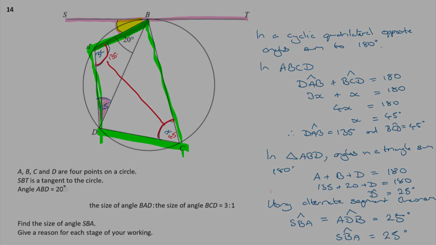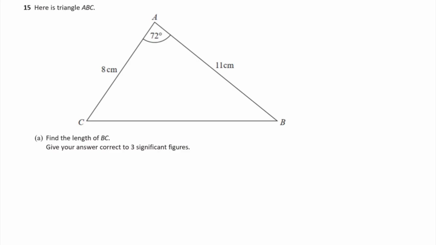Good, let's move on. Question 15. Here is a triangle ABC. Find the length of BC. Give your answer correct to 3 significant figures. Okay, so we've got a non-right angle triangle here. We know some angles and sides, and we want to find the other side.